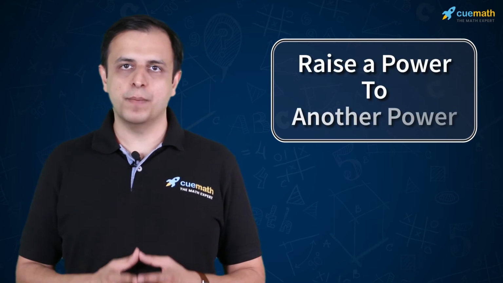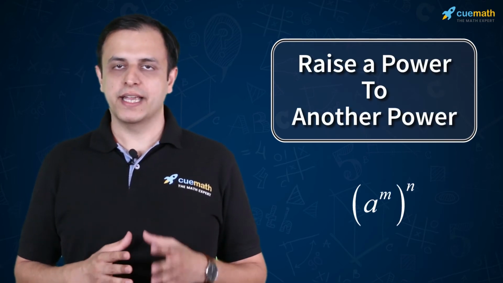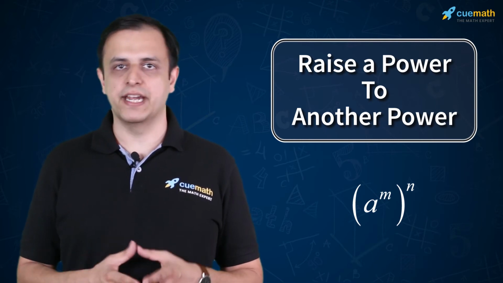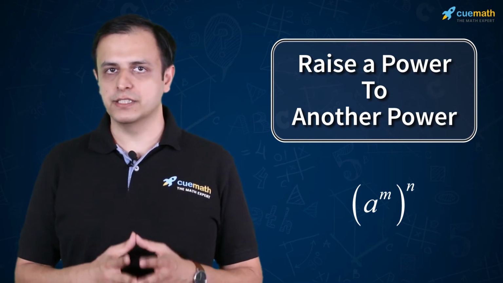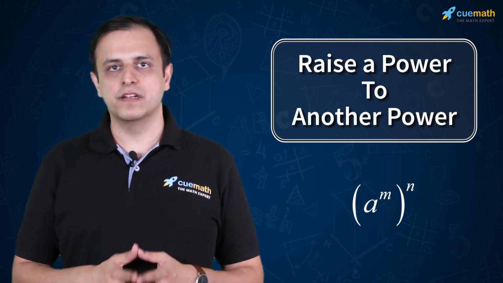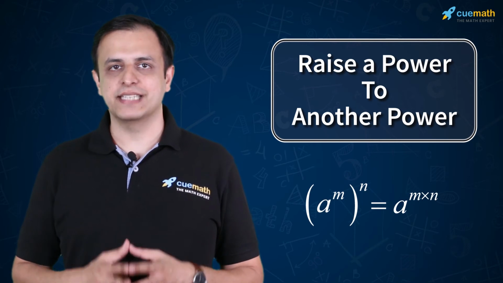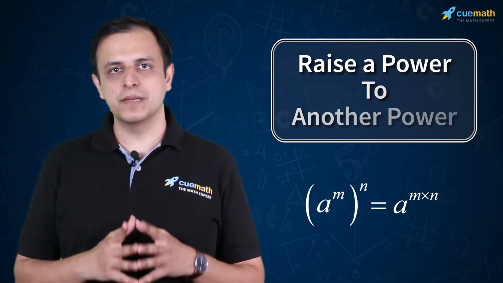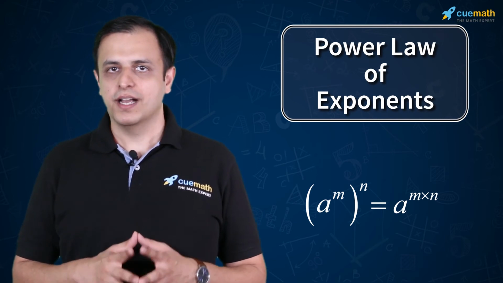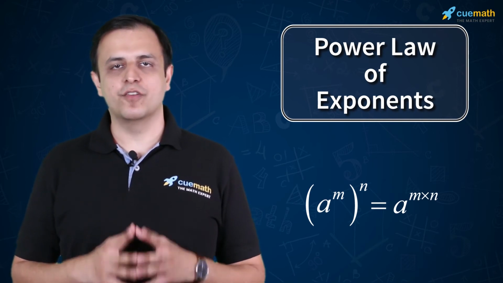Hi students, in this video I am going to talk about what will happen if we raise a power to another power, like a to the power m, and this whole exponential term raised to the power n. And what we will find in this situation is that the two exponents will multiply. So the result will be a to the power m times n. This law is sometimes referred to as the power law of exponents. And in this video, I am going to show you a simple way of deriving this law.